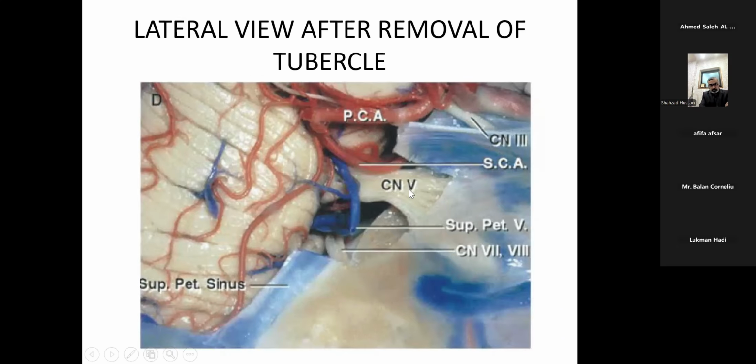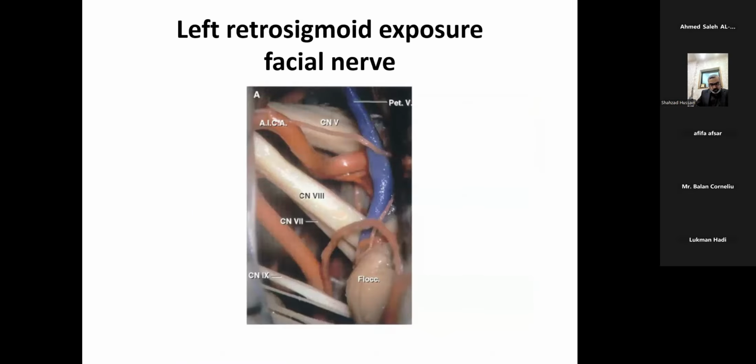So the tubercle has been removed, and the cranial nerve 5 portion has been visualized better. This is the superior petrosal sinus, and the cranial nerves 6, 7th and 8th entering into the internal acoustic meatus. Then we have again the facial nerve exposure.